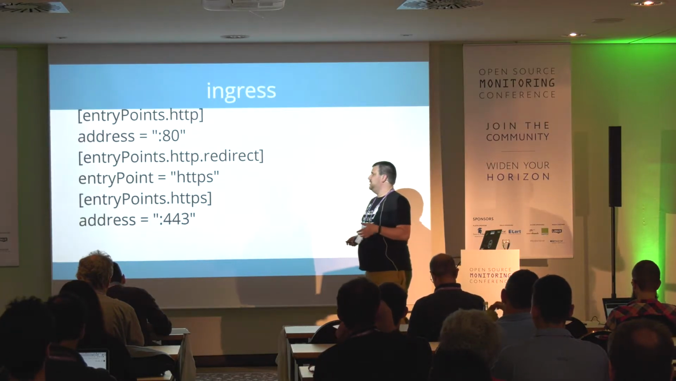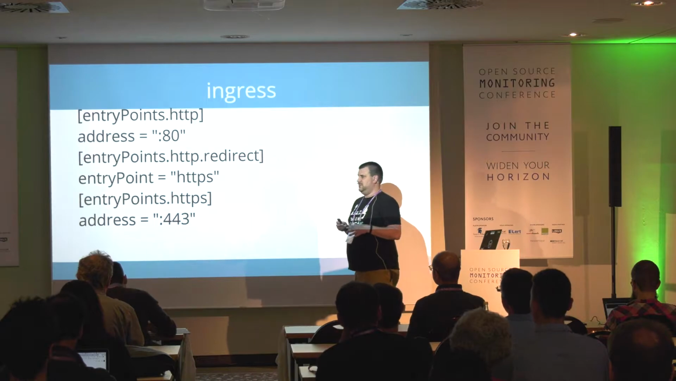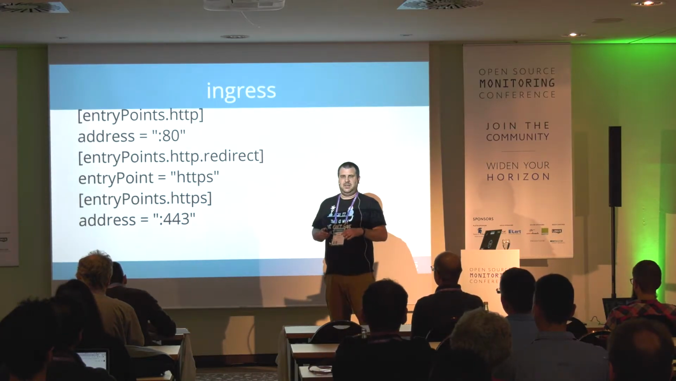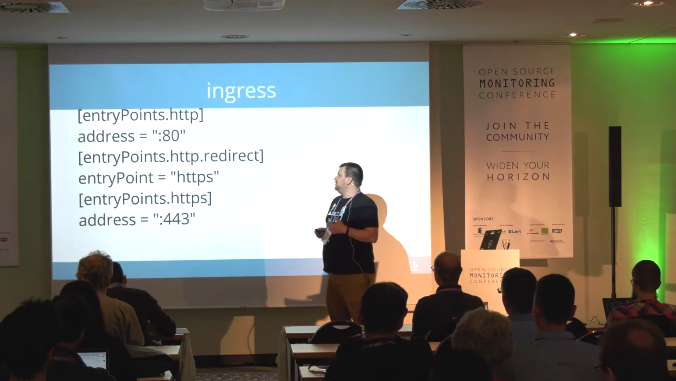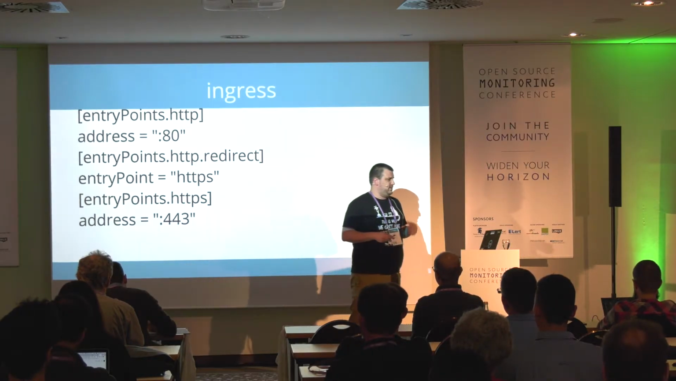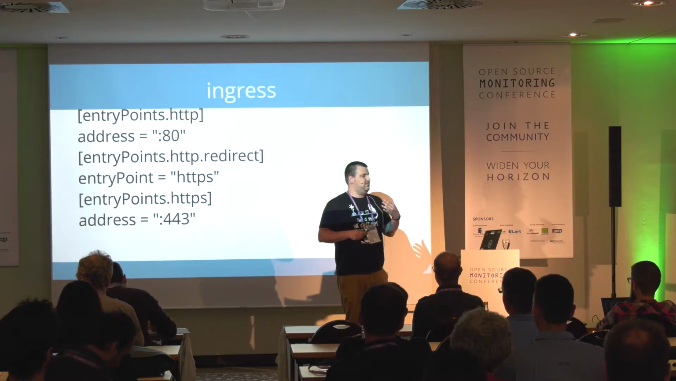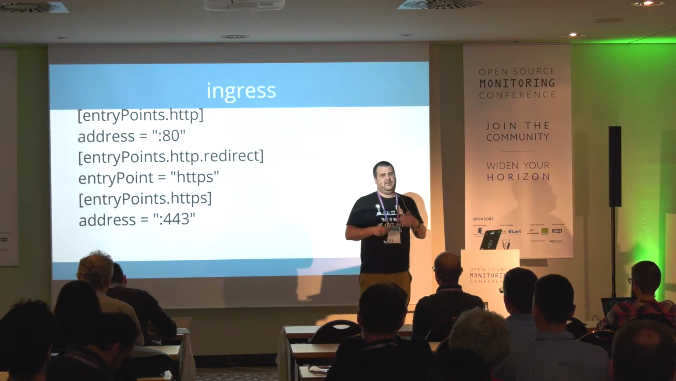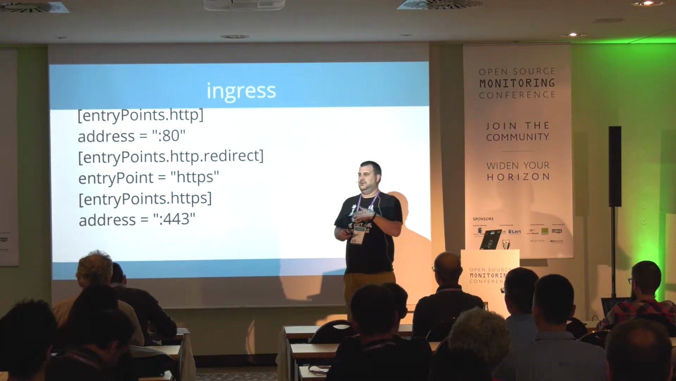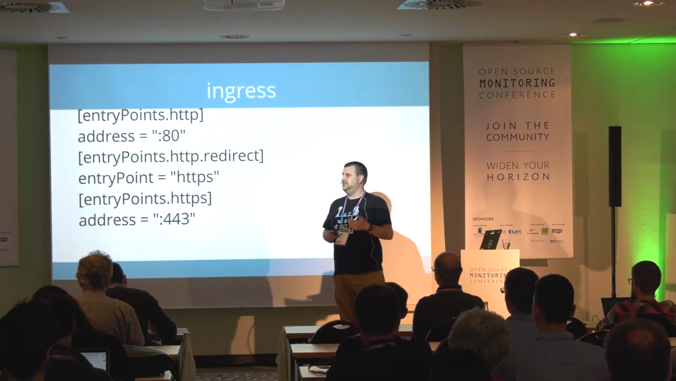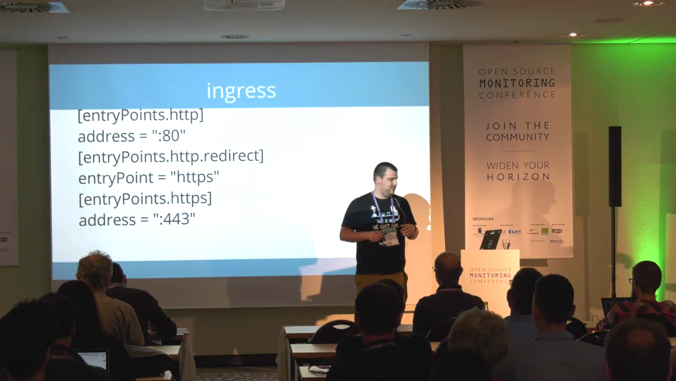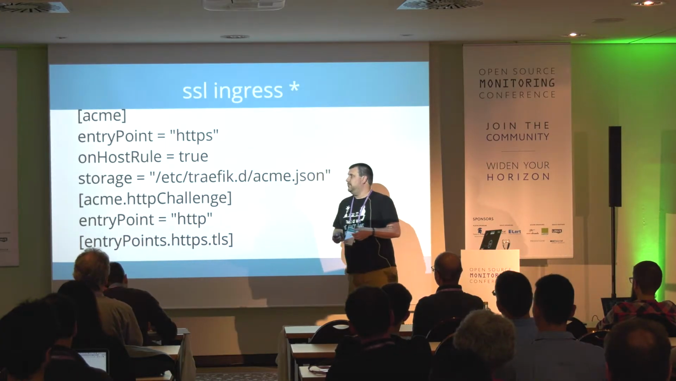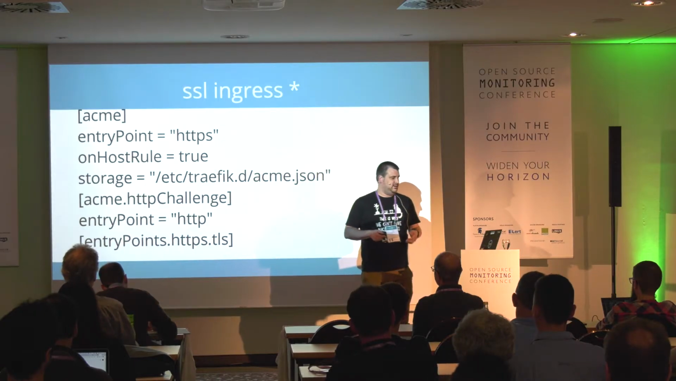What does it look like? It's fairly simple. It's TOML, somewhere between INI files and YAML. It's fairly simple to set up. We have two entry points. One's called HTTP, which listens on port 80. And because we're not cavemen, we forward HTTP onto the next entry point, which is HTTPS, which listens on 443, for which we're going to set up some Let's Encrypt certificates, so we want SSL.